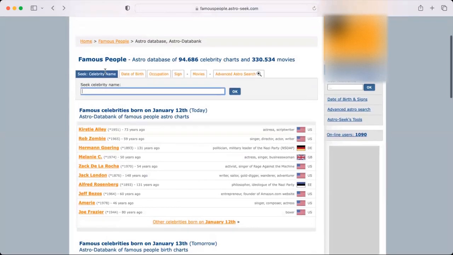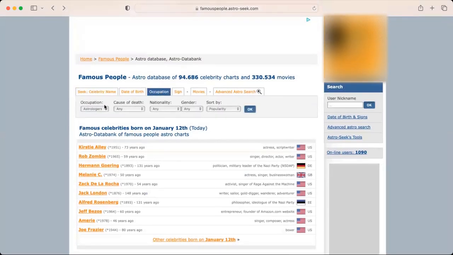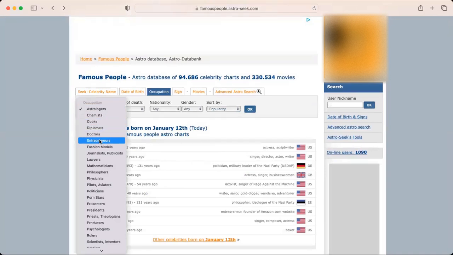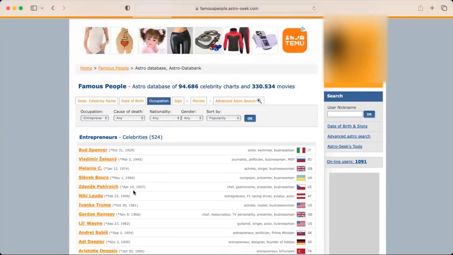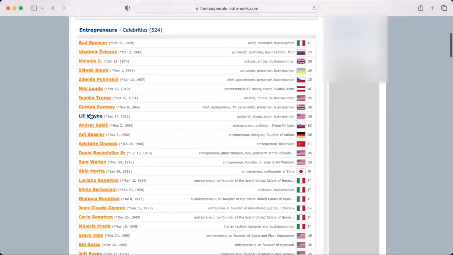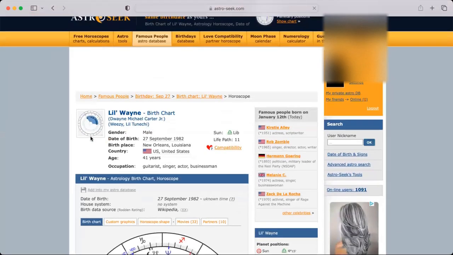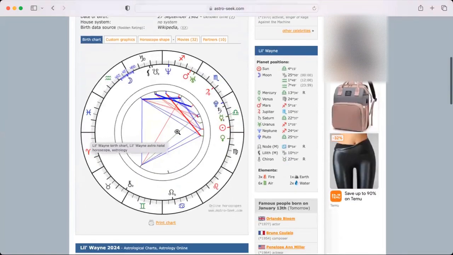Hey, let's go to some other people. Let's go to occupations. Let's go to some entrepreneurs. And let's see what we got. Okay, put Lil Wayne here. Lil Wayne is a Libra sun. So we got Libra sun. We got Mercury in the same sign. And then we got Venus in the sign before, right?